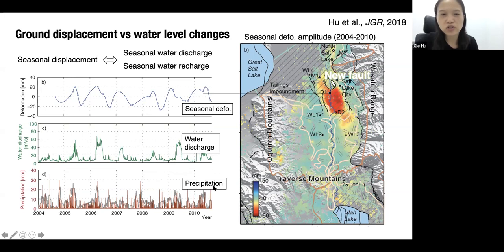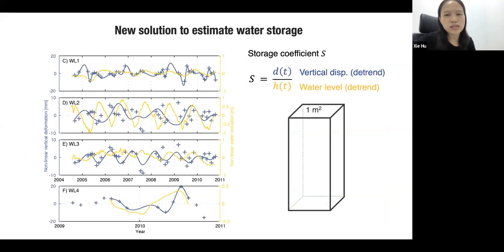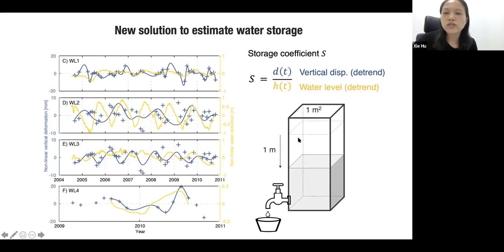That is the precipitation, a major source of the water recharge. So here, the regular seasonal displacement provides us a new solution to estimate the water storage, and that's by solving the storage coefficient. It describes the amount of water drained from the aquifer system per unit decline in the water head.